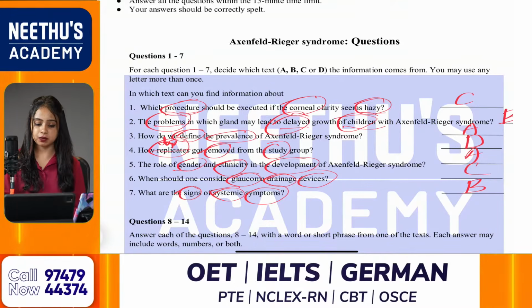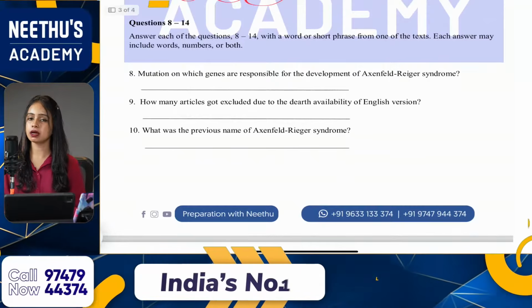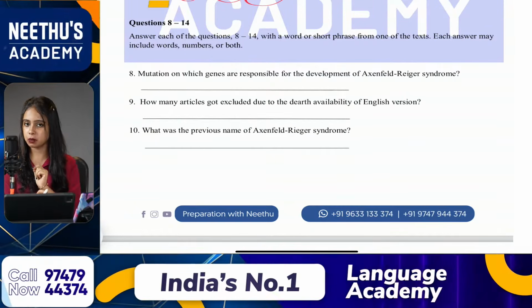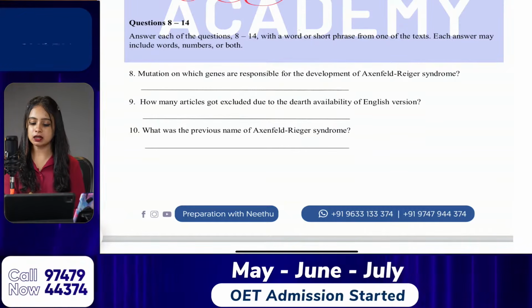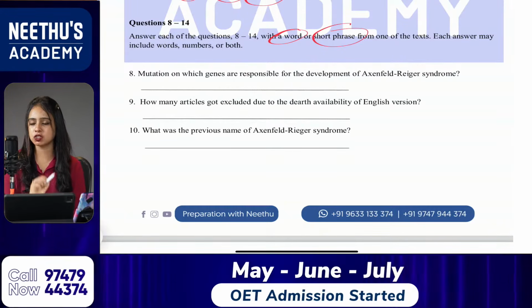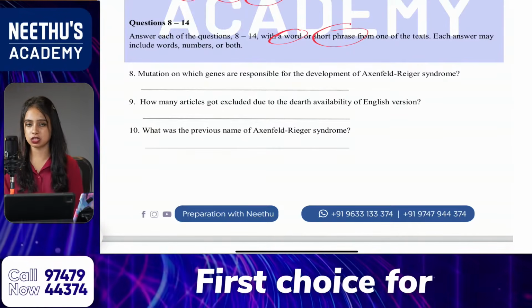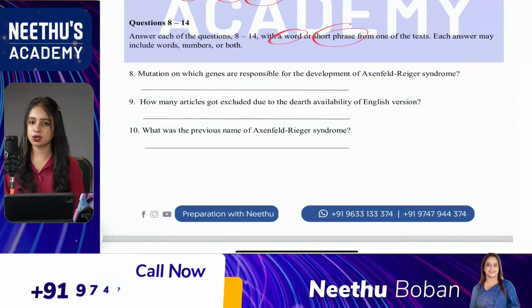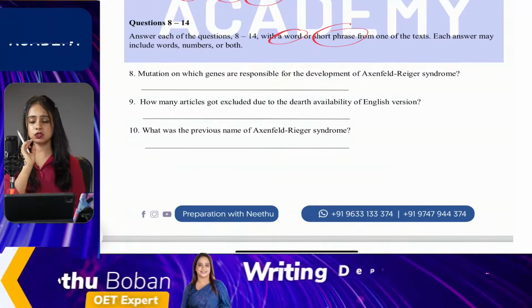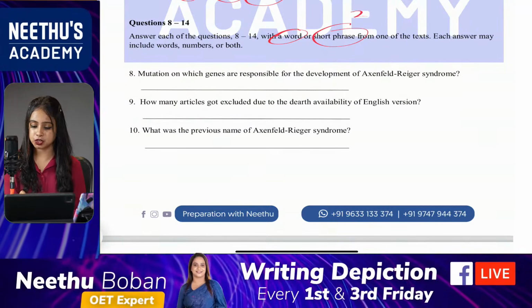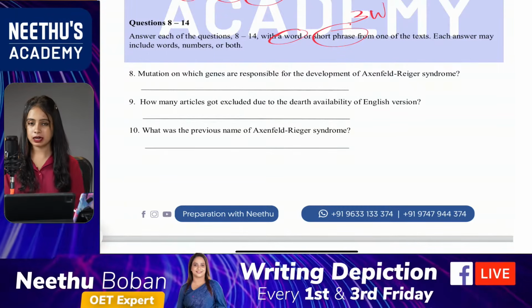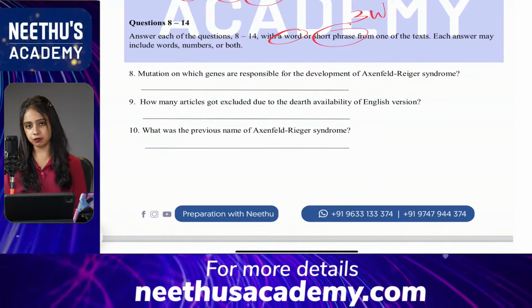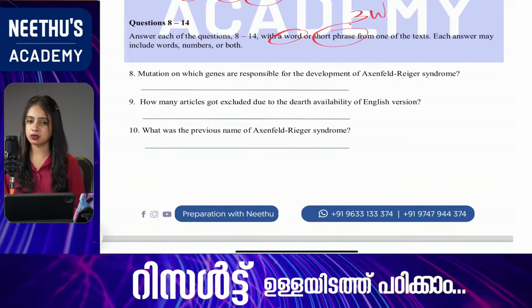Okay, so now we are moving to the next one, question number 8. And as you know, here is an important instruction that you have to keep in mind. What is it? You can write it in a word or a short phrase. Sometimes I've seen that the majority of the students are writing more than 3 words. If you write more than 3 words, they will not give you marks. So maximum 3 words, short phrase, which means maximum 3. Clear?